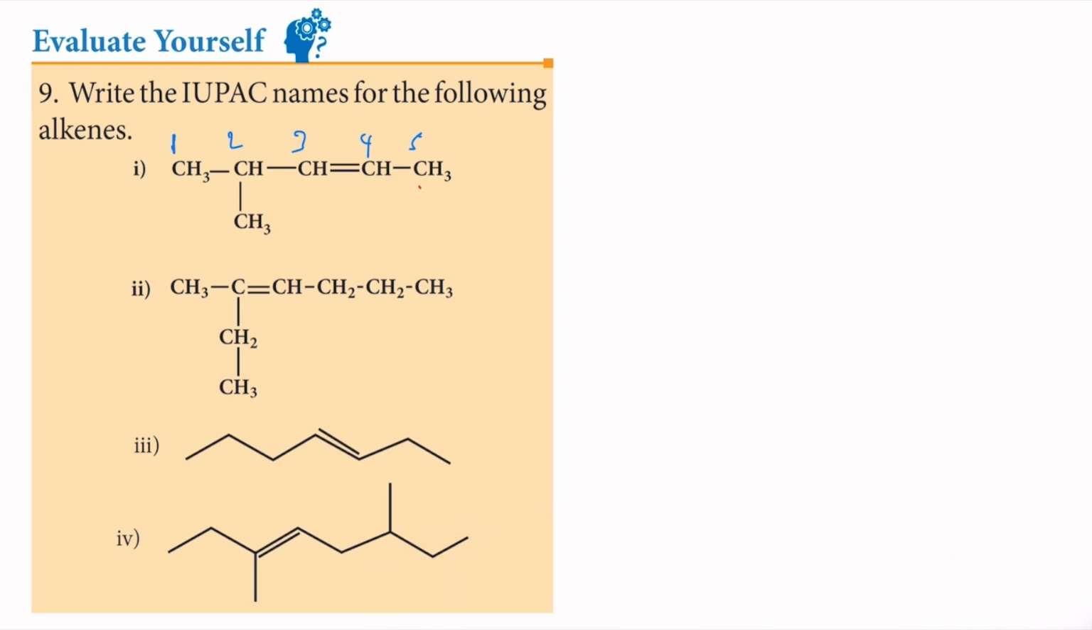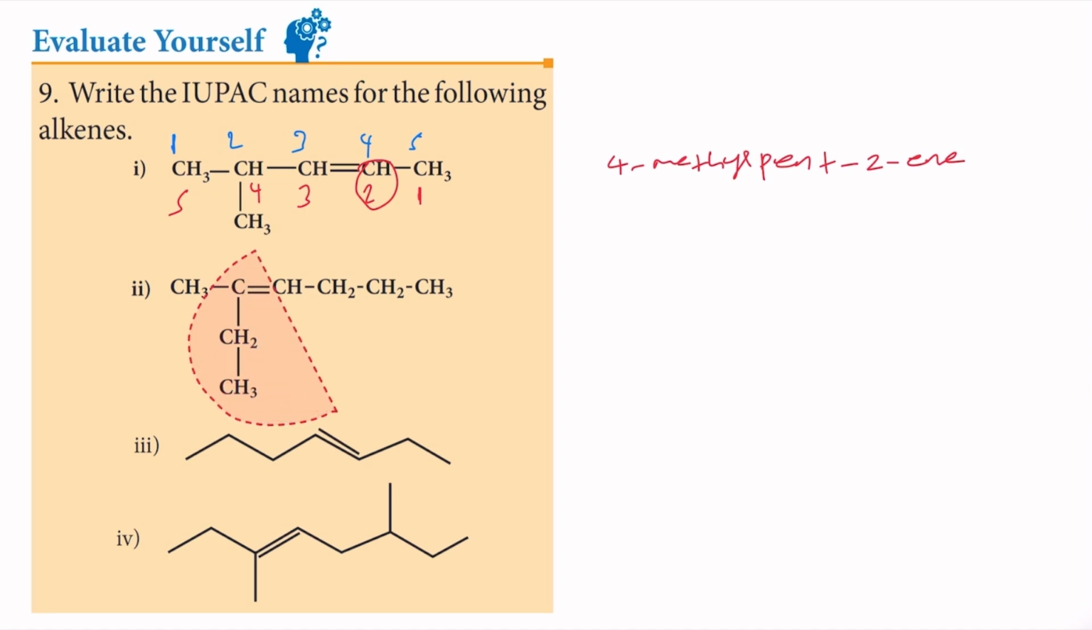So if we number right to left, then this is 1, 2, 3, 4, 5. Now the alkene comes at the 2 position, this one, and the methyl group comes at the 4 position. That is correct. Therefore, the correct IUPAC name for this molecule is 4-methylpent-2-ene, because we have 5 carbon atoms in the parent chain. That's the correct IUPAC name for this molecule.